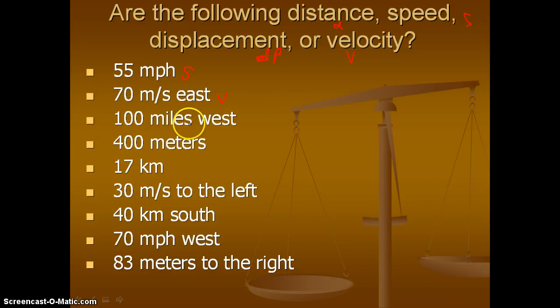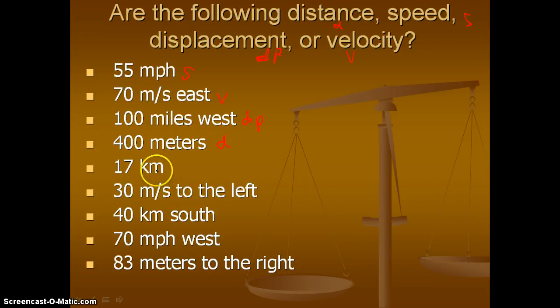How about 100 miles west? Miles, that is not speed. That is distance. And west is a direction. So here we've got distance with direction. So this is going to be displacement. 400 meters. So meters here, there's no time unit, so that refers to distance. There's also no direction, so that's just going to be plain old distance, not displacement.